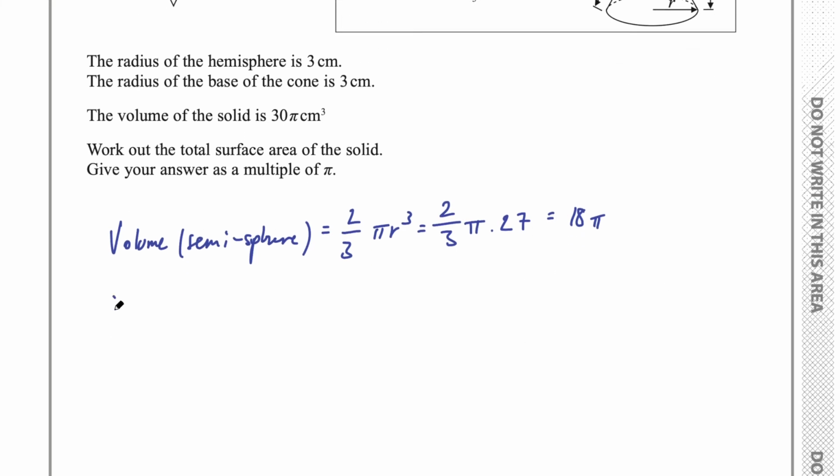Therefore, the volume of the cone is going to be 30 pi take away the volume of the semisphere. So 30 take 18 will be 12 pi. I should have the pi's in there. Okay, so hopefully you can see what I did there.